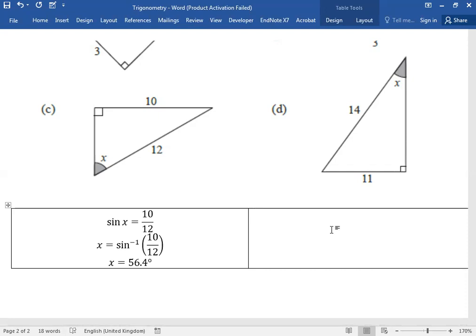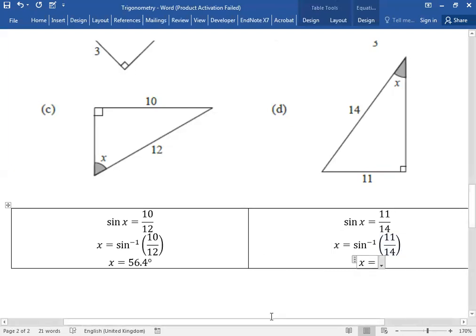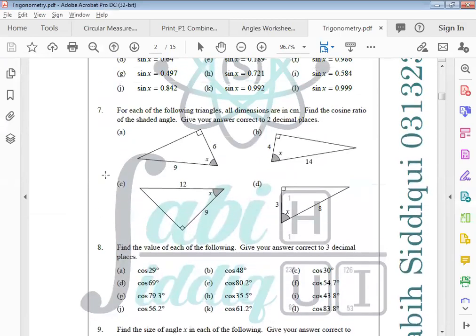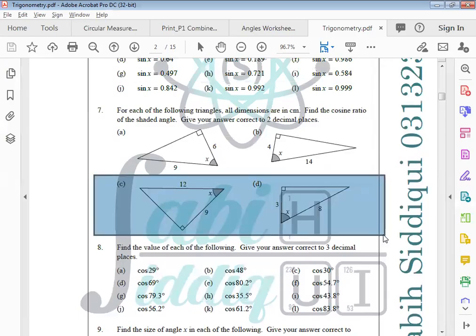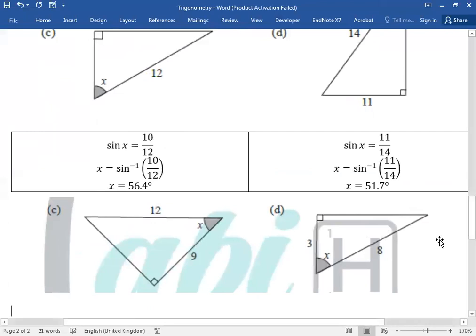Hypotenuse you have again, so sine again. So sine x is 11 over 14. x is sine inverse of 11 over 14. What is the value of x? Sine inverse of 11 over 14. Make sure which error your calculator is giving, syntax error or math error? Math error means you must have put 14 over 11. Only then 51 point. Is this clear? Okay, what about this one?